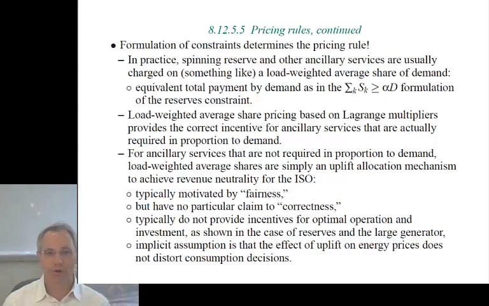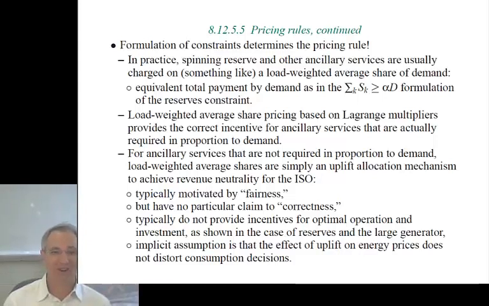So, formulation of constraints determines the pricing rule. In practice, however, spinning reserve and other ancillary services are usually charged on something like a load-weighted average share of demand. So the equivalent total payment by demand to the fixed fraction formulation of the reserves constraint. Let's think about that. A load-weighted average sharing based on Lagrange multipliers would provide the correct incentive for ancillary services procurement and consumption for services that actually were required in proportion to demand.